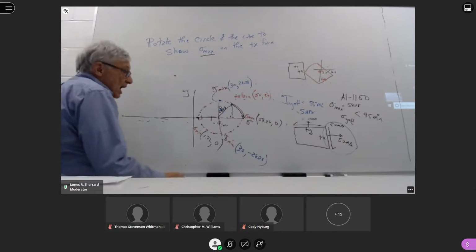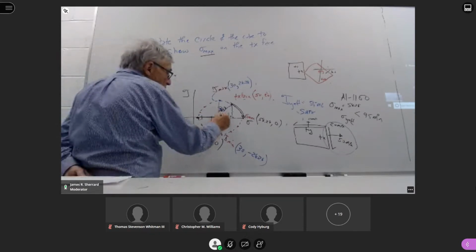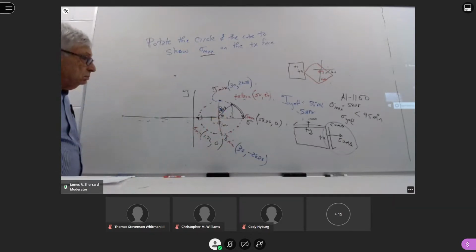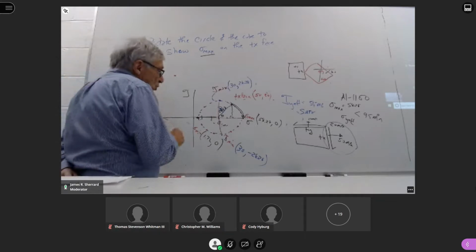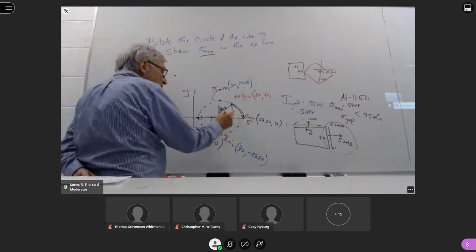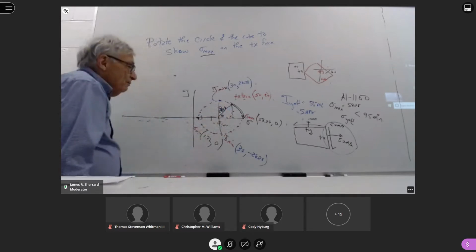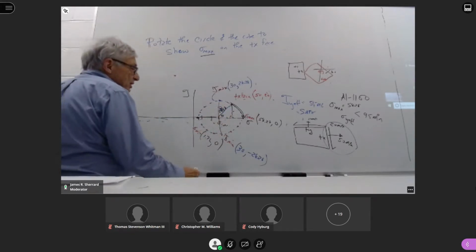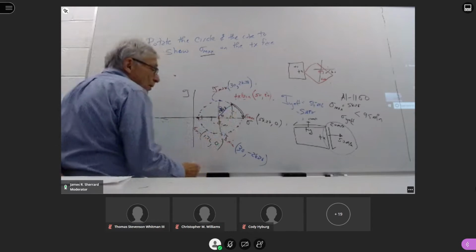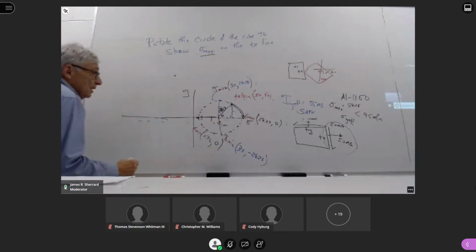How far is that rotation? I need to know what that angle is, and I can do it a number of ways. I know this side, I know this side, I know this side. Probably the easiest way is that I know this side, and they were both 20.